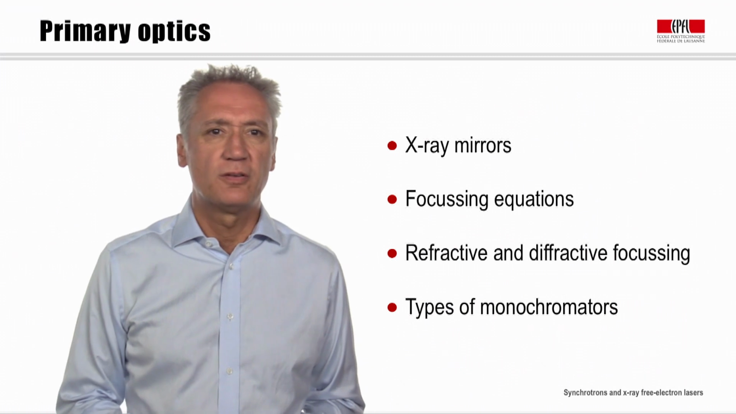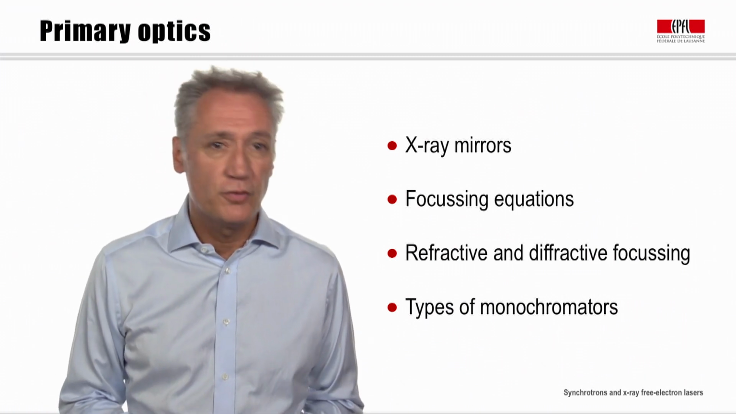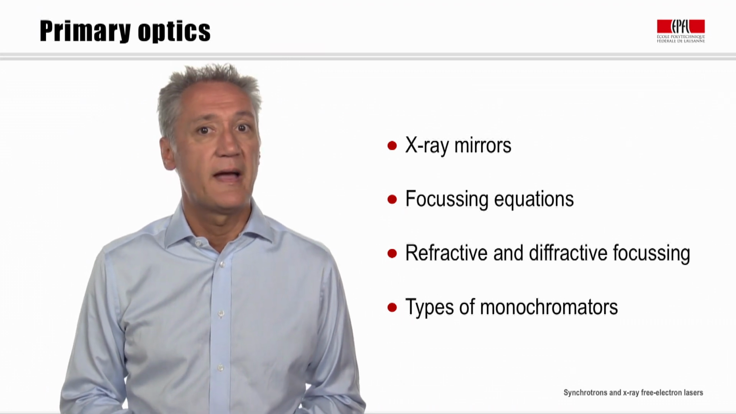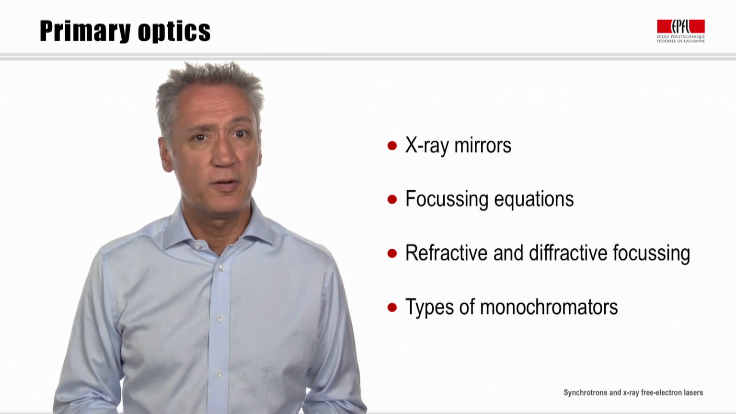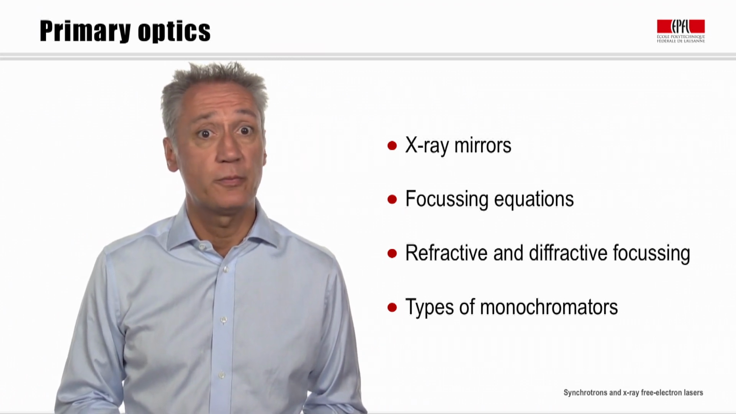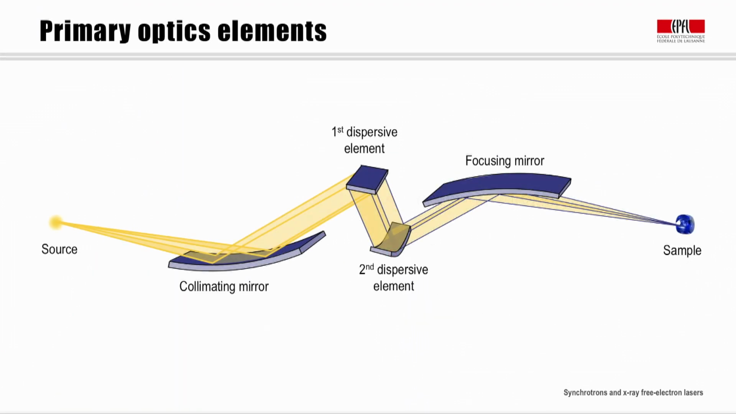We now turn our attention to the primary optics and other focusing elements. For the remainder of this video, we will discuss X-ray mirrors and X-ray focusing elements. The topic of monochromators will be dealt with separately in the next video. The primary optics typically include one or more mirrors, which may or may not also focus, plus a dispersive instrument, the monochromator, used to select a certain, normally narrow, range of wavelengths.